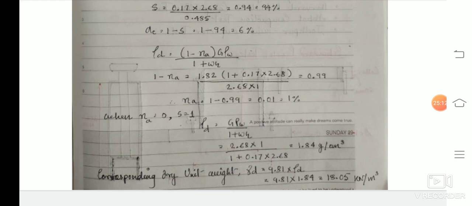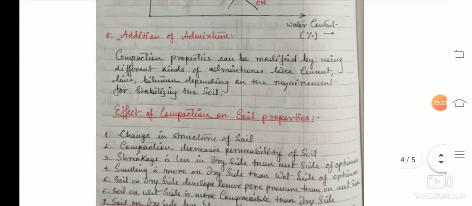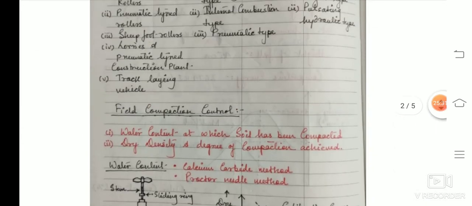So, this is the total compaction chapter. The previous one discussed the preliminary definitions and types of tests, and this second chapter comprised the numericals and the other properties which are related to compaction.